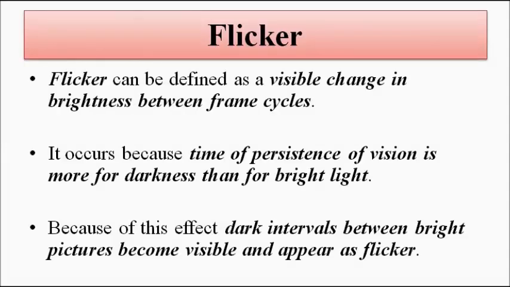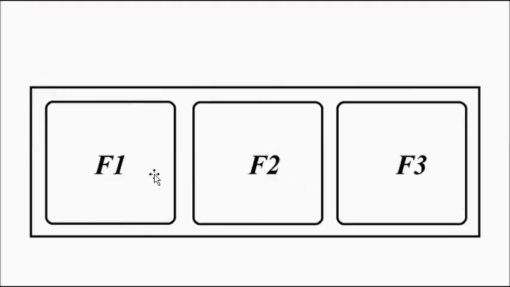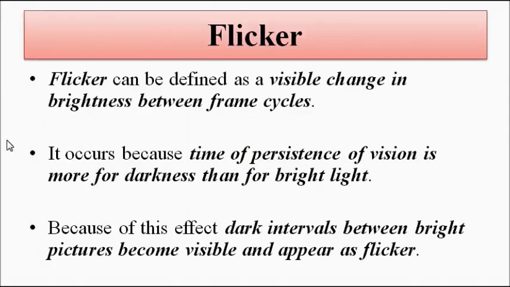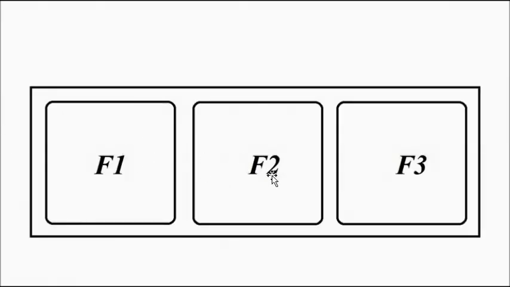So I was talking about the flicker effect. Flicker was mostly seen in black and white television. Flicker can be defined as the visible change in brightness when one frame is changed to the other. Suppose two frames have different brightness levels. One frame is very bright on the white side and the other is from the black side, with shades of gray in between.